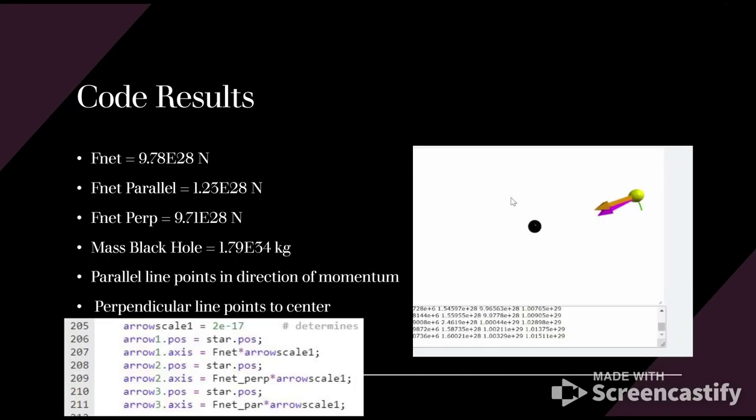Code results. From the code, we got that net force is 9.78 E28 newtons, and the parallel component is 1.23 E28 newtons, and the perpendicular component is 9.7 E28 newtons. And from that, we got the mass of the black hole as 1.79 E34 kilograms. And the parallel line points in direction of the momentum, and the perpendicular line points towards the center.